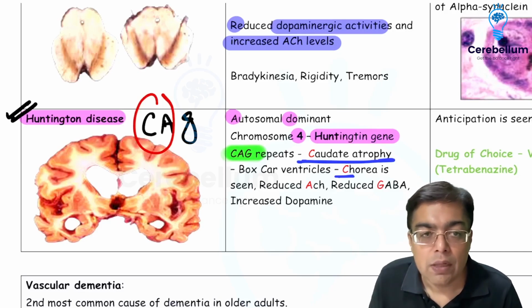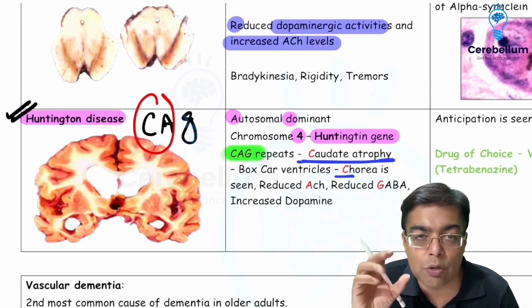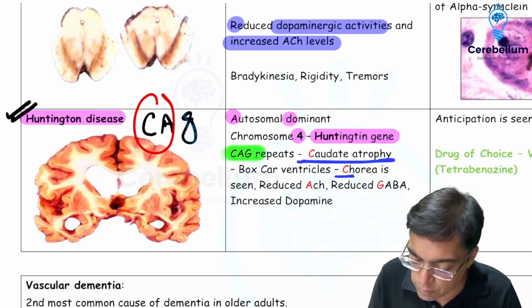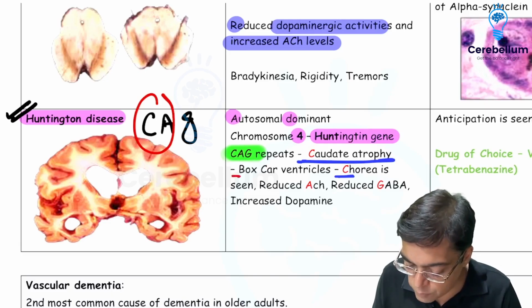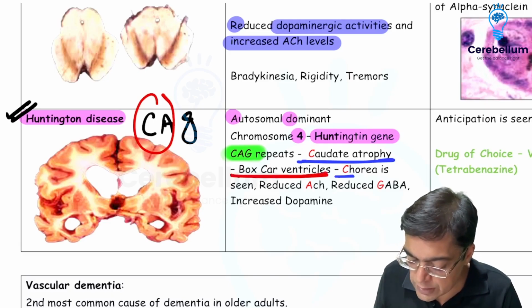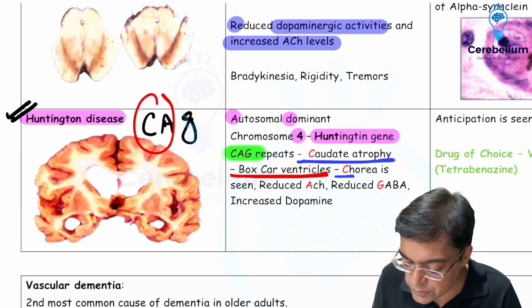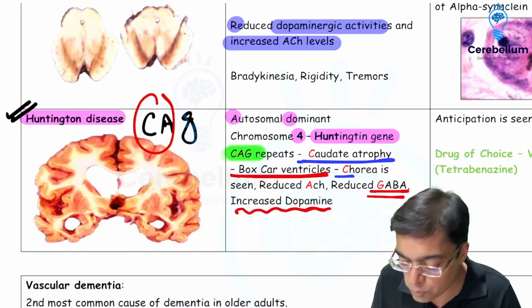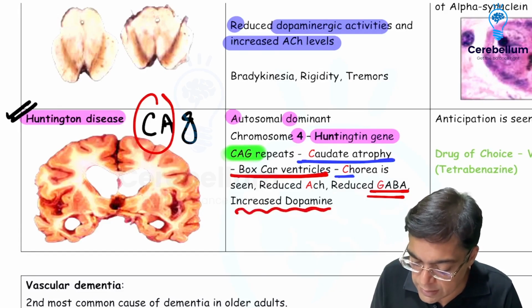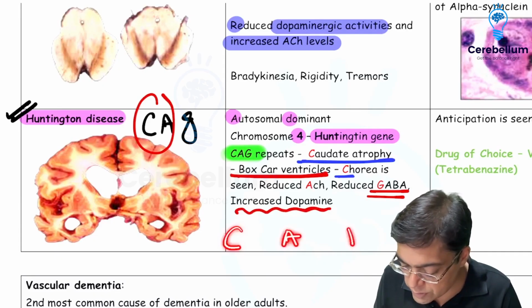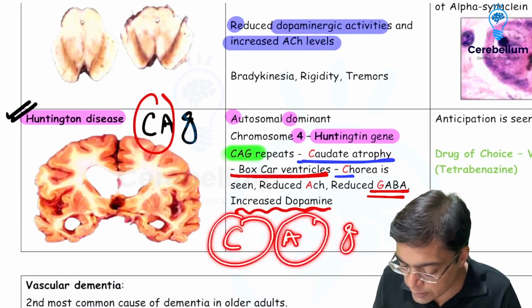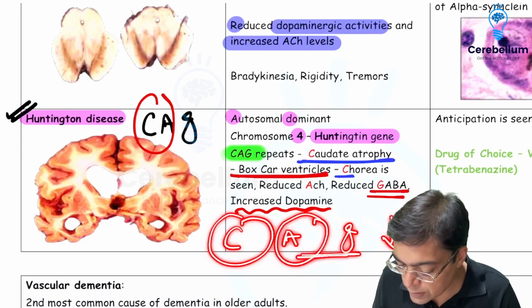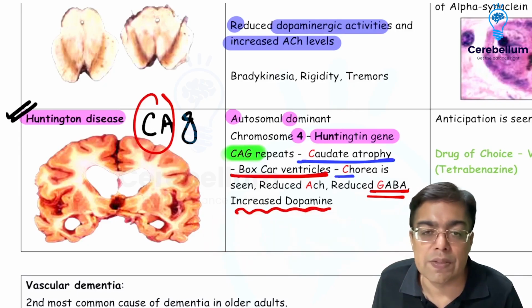The other finding is that these patients are going to be having the presence of enlargement of the ventricles, which is being given the name of the boxcar ventricles. Boxcar ventricles. Patients are going to be having a decrease in the concentration of GABA over here, and they are going to be having the presence of an increase in dopamine. So CAG, that's how we remember it, CANG. Chorea is present, acetylcholine and GABA is going to be reduced in the patients, and the patients are going to be having a relative increase in the dopamine.